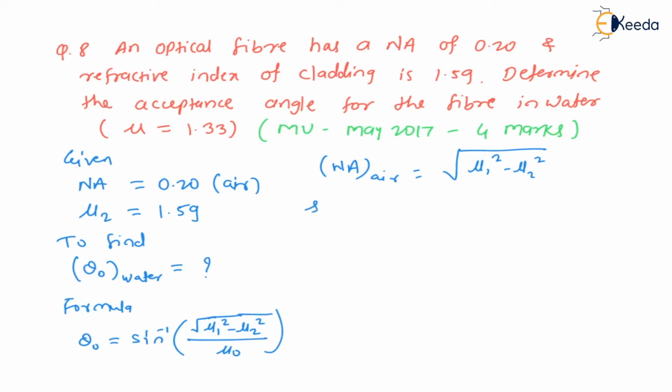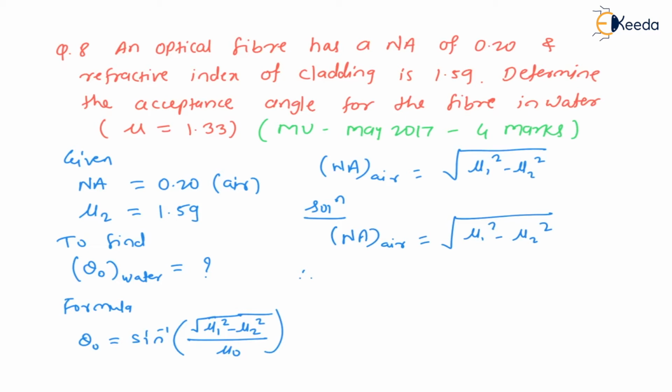So in the solution, first of all we will find the value of mu1, the refractive index of core medium, and then we will substitute this value of mu1 into this equation and find the acceptance angle theta naught. So first we'll find the value of mu1. Here the equation is NA of air is equal to under root mu1 square minus mu2 square.